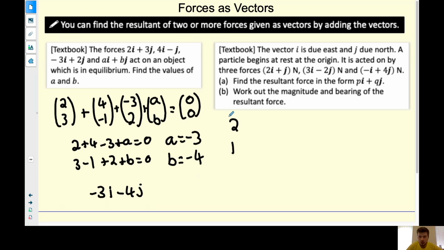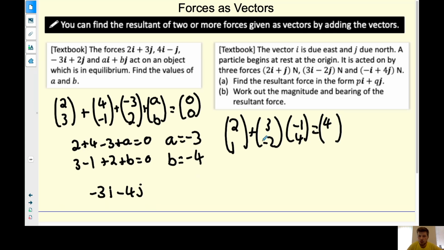So 2, 1. I'm going to have 3 minus 2 and minus 1, 4. Adding these together will give me 2, 5, 4, 1, -1, 3. So therefore, in the form Pi plus Qj, it would be 4I plus Qj. Work out the magnitude and bearing of this resultant force. Well, why have I put a Q here? I only need a 3. Oh my God. Okay. Thank God I know my shortcuts. There we go. So it's going to be a 3J.